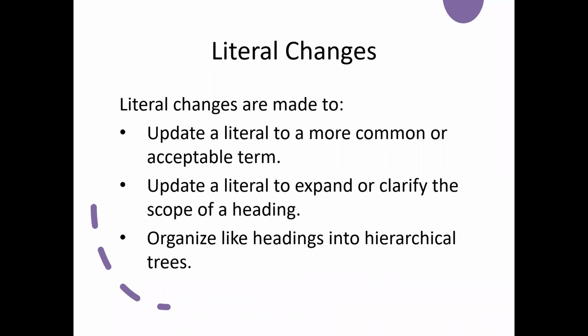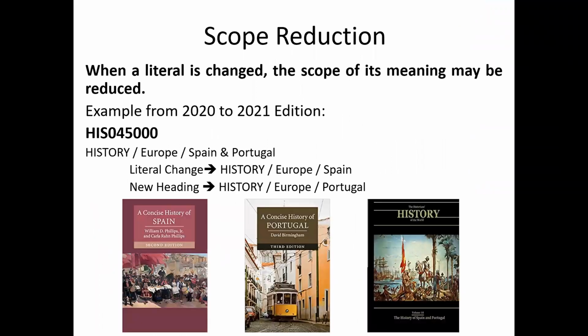We can separate those two things. So one of them would retain that code and the other one would go and become a new heading with its own code. Here's an example of that. This is where History 045-000 had its scope reduced. Prior to this edition, it was History, Europe, Spain and Portugal. But we changed that literal to History, Europe, Spain, and we added a new heading for History, Europe, Portugal.